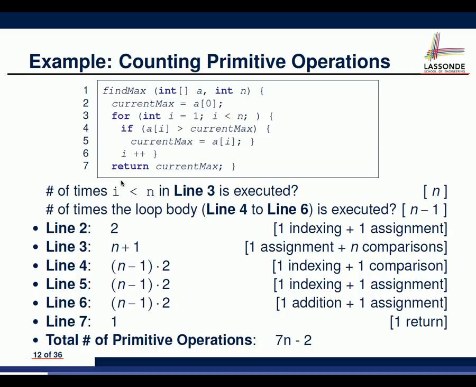Okay? So now, one more thing before I take your question. What does 7n minus 2 really mean? As you can see, this expression contains a variable, n, which is the size of the input array. Let's say if the input array is of size 10, that means we got 68 primitive operations. If the size of the array is 50, that means we got 348 primitive operations, right? That's parameterized by the input size of the array.